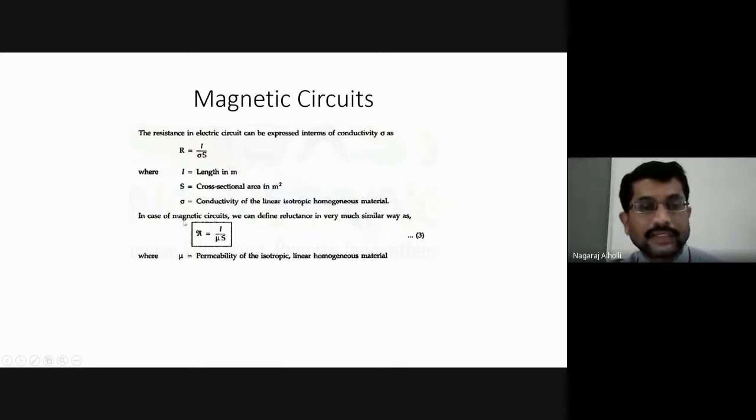In case of magnetic circuits, we can define reluctance in a similar way as reluctance is given by L divided by mu S, where mu is the permeability and S is the cross sectional area. R is given by L upon sigma S in electric circuits. In magnetic circuits, reluctance is given by L upon mu into S, where L is the length of the conductor, mu is the permeability of the conductor, and S is the cross sectional area of the conductor. Okay.